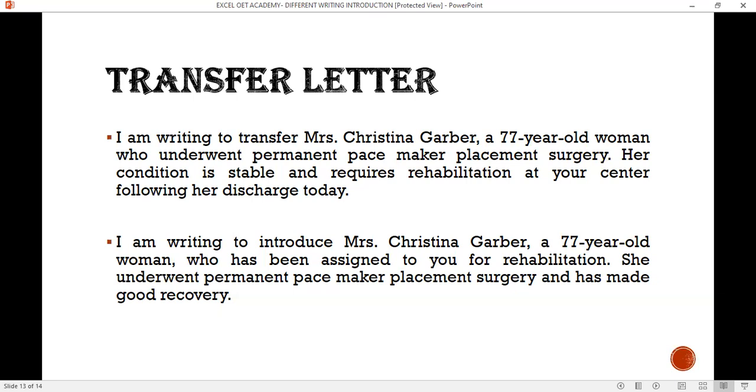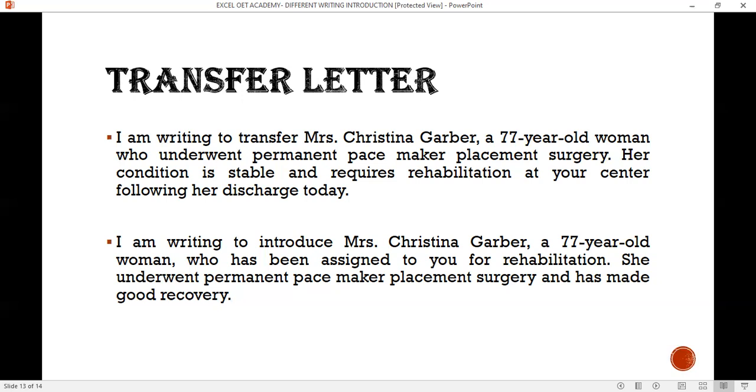Another way of writing it is, I'm writing to introduce. Remember that this is not a known patient to the physiotherapist. So when you see I'm writing to introduce, know that it's a new patient to the physiotherapist. You can use it like this: I am writing to introduce Mrs. Christina Gaba, a 77-year-old woman who has been assigned to you, Mr. Physiotherapist, for rehabilitation.